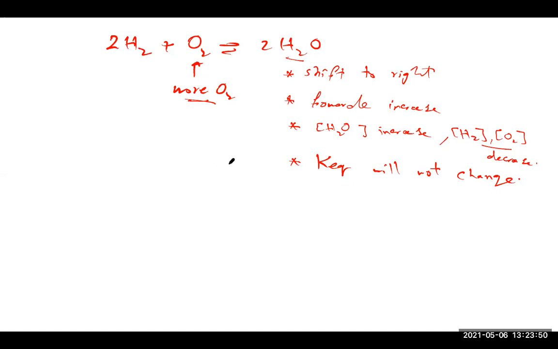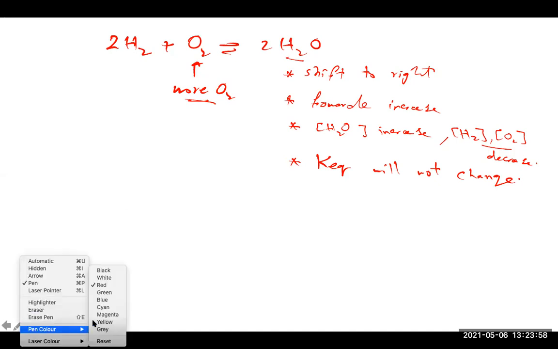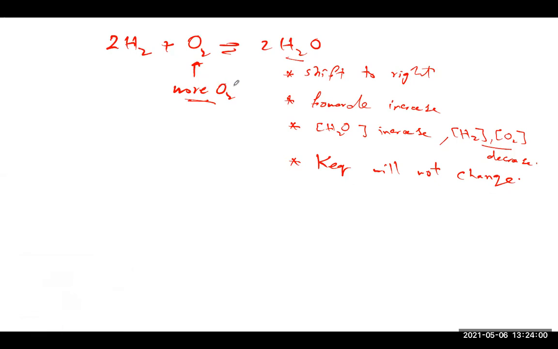So what will happen if we remove, not adding? What will happen if we come to the same reaction, but here I will remove O2. If you remove some substance, it will shift to the same side where you remove it. We will remove from the left, so it means that it will shift to the left.